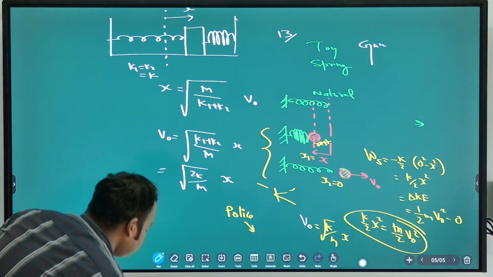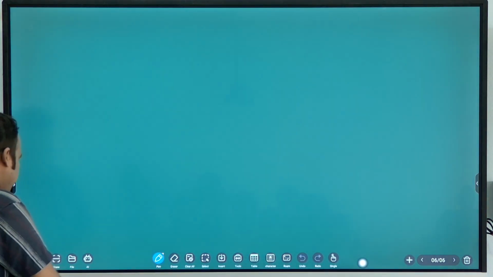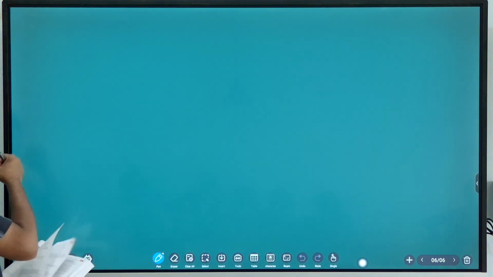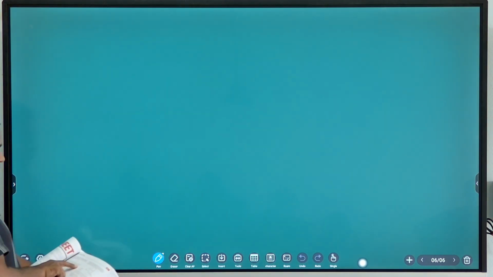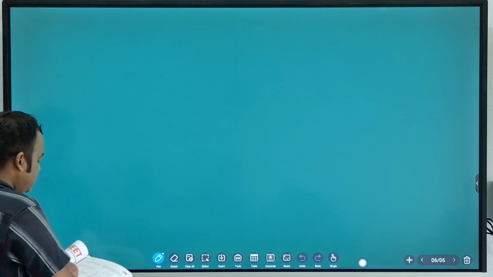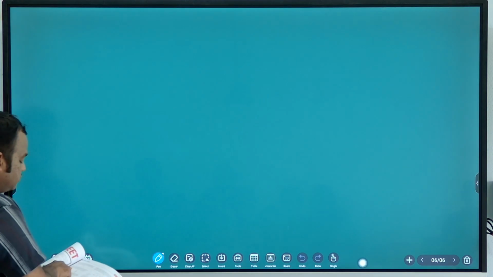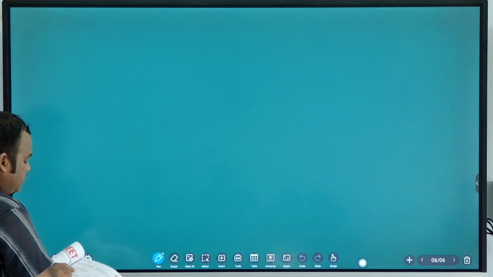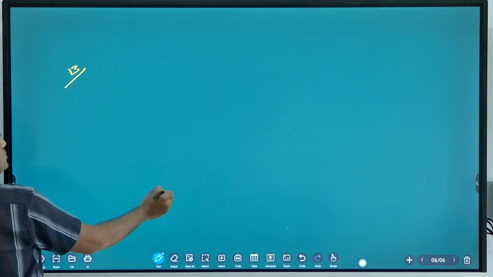Now how are you holding the gun? Triggered in the upward direction. What is the initial compression? x. If the mass of the shot, meaning the ball, is m, how much height will it go? Okay, so let's solve this question.